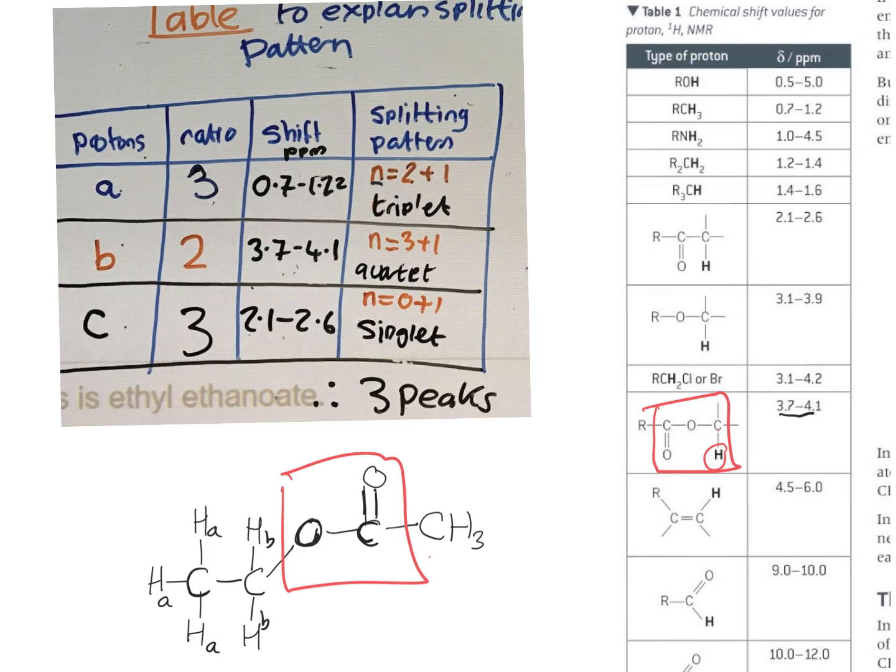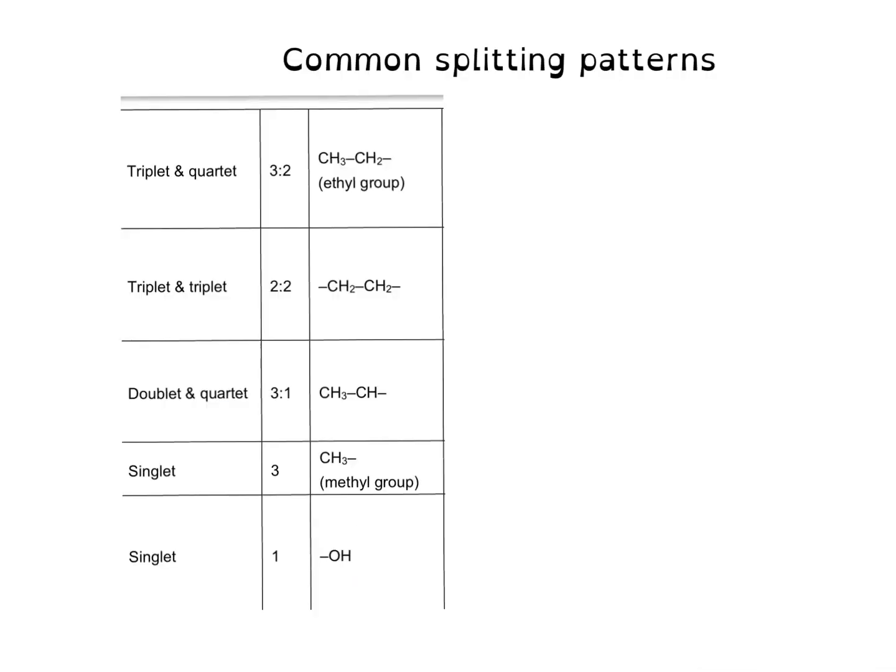Finally, protons on C are specifically next to a carbonyl compound. And we can see on our data sheet here, the proton that is right next to a carbonyl group has a chemical shift of 2.1 to 2.6. So now we've identified the chemical shift and the splitting pattern, which will help us to deduce the structure of the molecule. If you can recognise some common splitting patterns, you're going to halve the time it takes to solve some of these NMR problems.